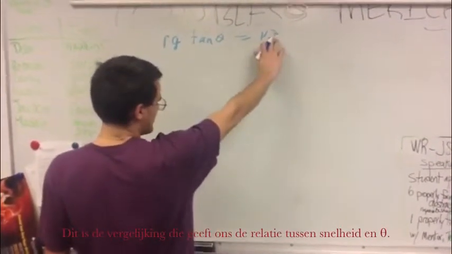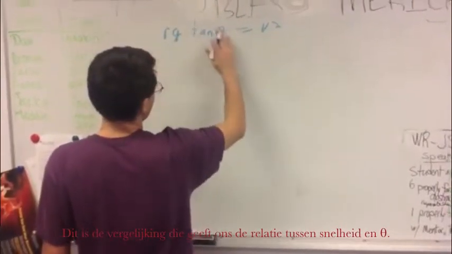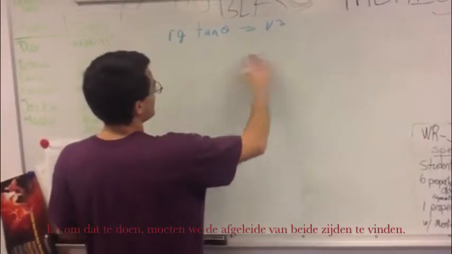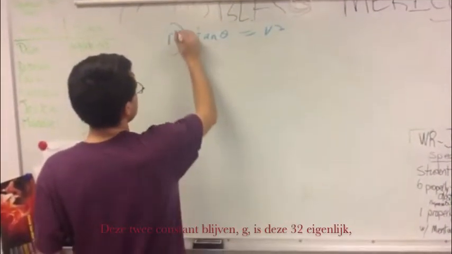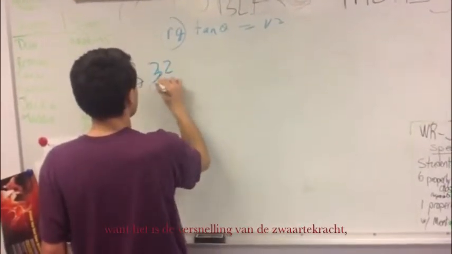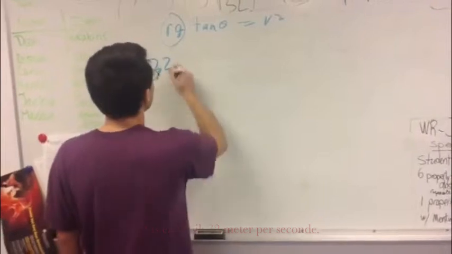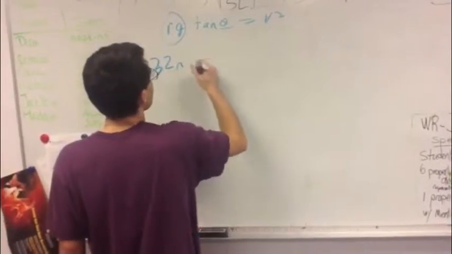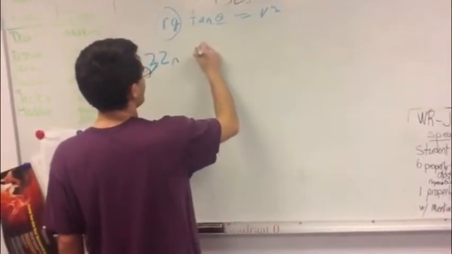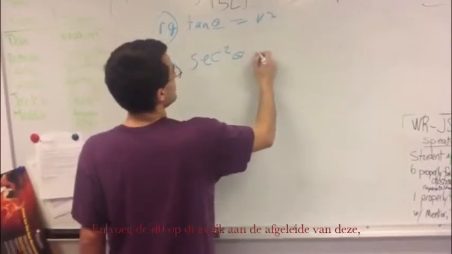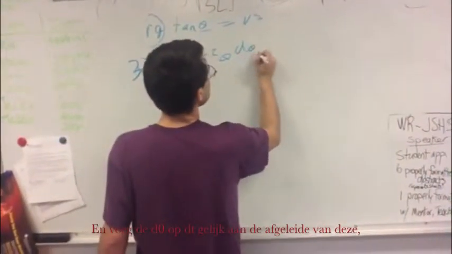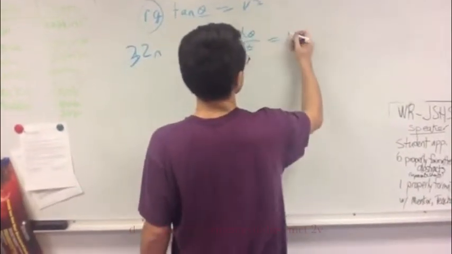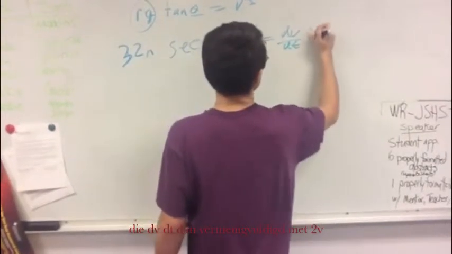equation that gives us the relationship between velocity and theta. To find that out, we actually have to get the derivative, and to do that, we have to find the derivative of both sides. These two remain constant, g being 32 because it's the acceleration due to gravity, 32 feet per second squared. R is the radius, that remains constant, or else we would never need theta. And so we have to translate that into its derivative form, which is secant squared theta, and then add the d theta over dt equals the derivative of this, which is dv over dt times 2v.